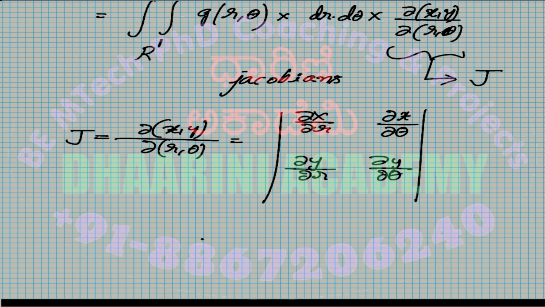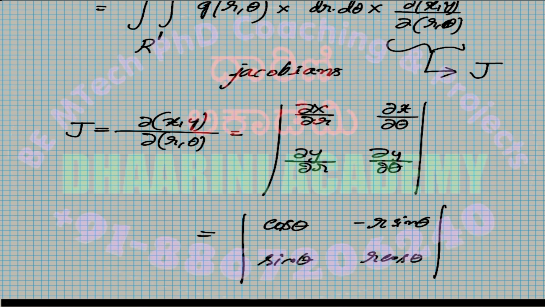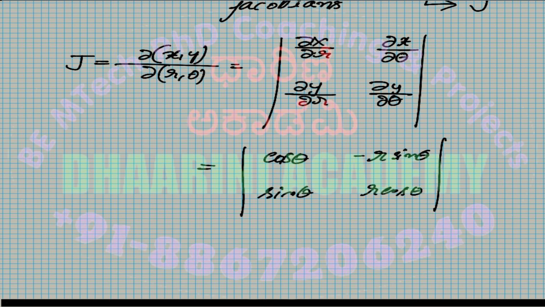So just tell me this answer. What happens? Dou x, which is r cos theta, divided by dou r, that is simply cos theta. Dou x by dou theta is, r is a constant, so cos theta becomes minus sin theta: minus r sin theta. Dou y by dou r: y is r sin theta, so this becomes simply sin theta, and dou y by dou theta becomes r cos theta, isn't it? So it's a normal 2 cross 2 determinant to be solved.